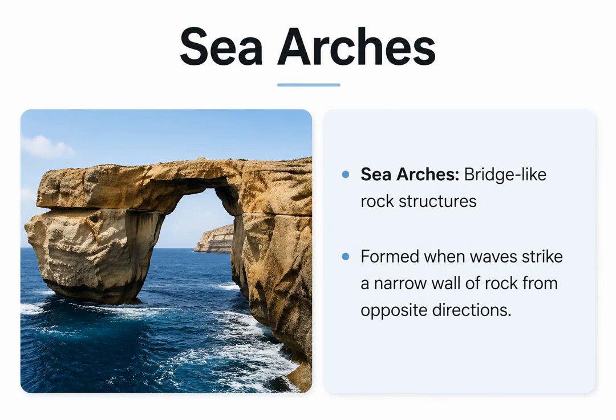Imagine a narrow headland jutting out into the ocean. When waves pound against this narrow wall of rock from opposite sides, they can eventually erode all the way through. The result is a spectacular bridge-like structure spanning the water, which we call a sea arch.